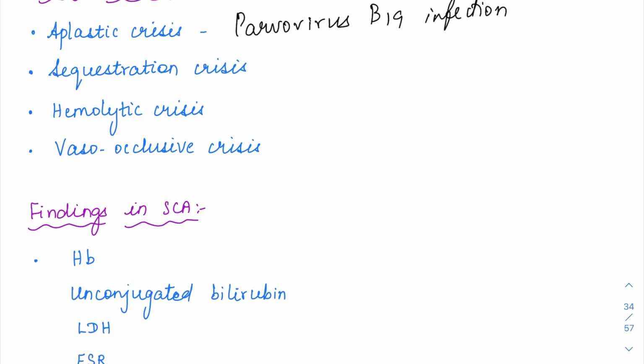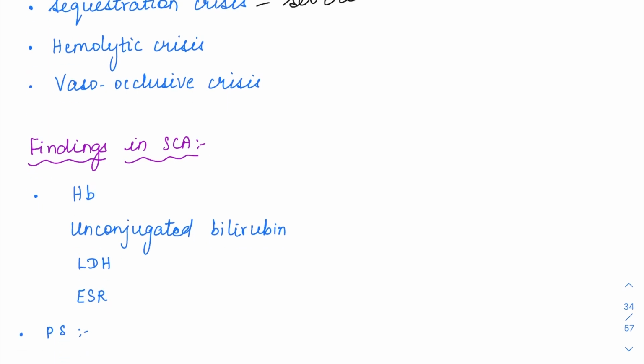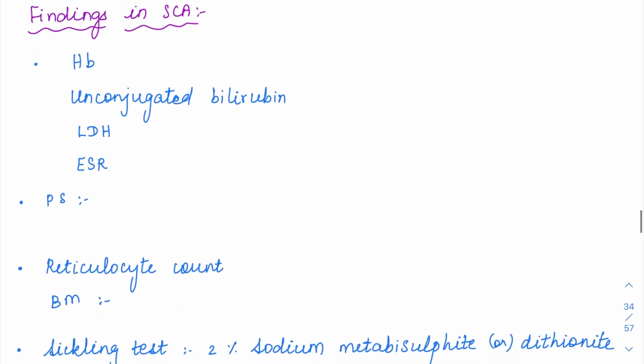Then sequestration crisis, meaning all the blood is going to be taken up in the spleen. They are being sequestered to the spleen. So when all the blood is sequestered to the spleen, the patient is going to go into massive shock. So hypotension and shock is going to be there. So it is quite severe. Then hemolytic crisis, all of a sudden lots of sickling is going to happen, and all the RBCs are going to be lysed, leading to a hemolytic crisis. Then vaso-occlusive crisis, again all the complications we mentioned, right? Because of the microvascular occlusion, suddenly there is going to be vaso-occlusive crisis as well.